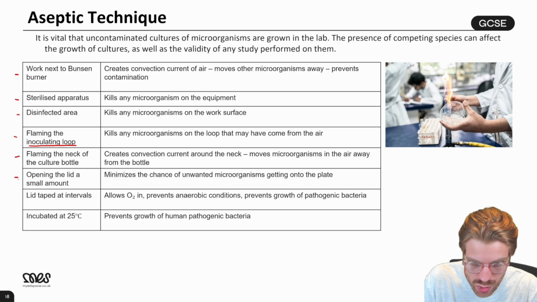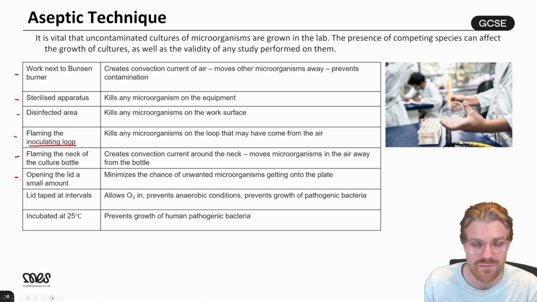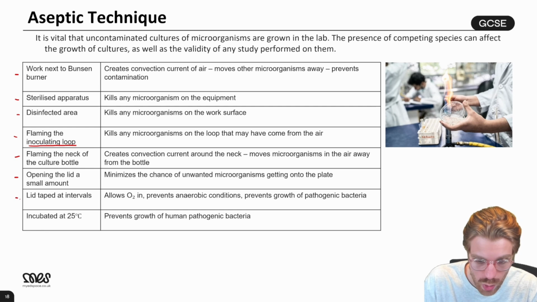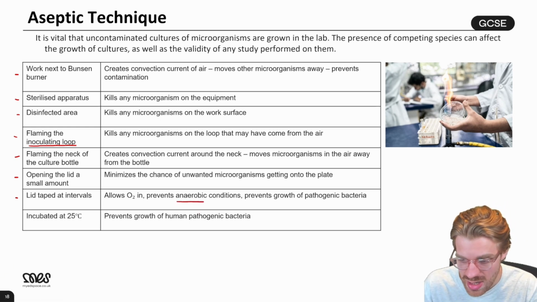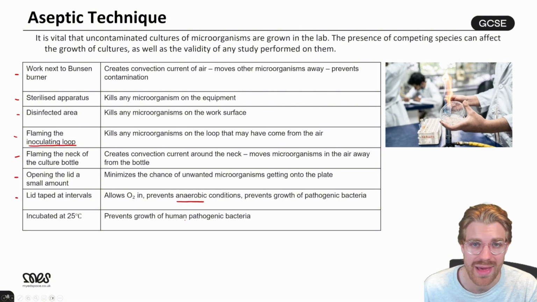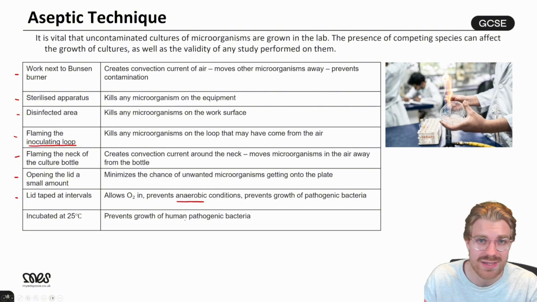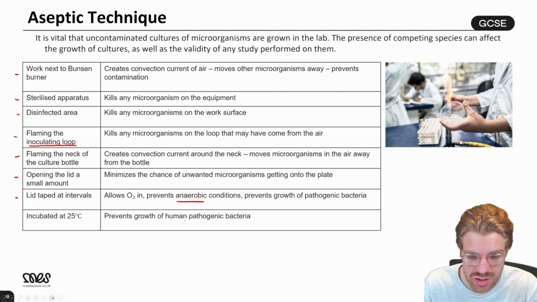We also want to make sure that we're opening the lid of the Petri dish a very, very small amount, as this is going to minimize the chance of unwanted microorganisms getting onto the plate. We also want to tape the lid at intervals instead of sealing it completely shut. This allows some oxygen in, preventing anaerobic conditions, and that is going to prevent the growth of pathogenic bacteria, which are adapted to grow in the anaerobic conditions.